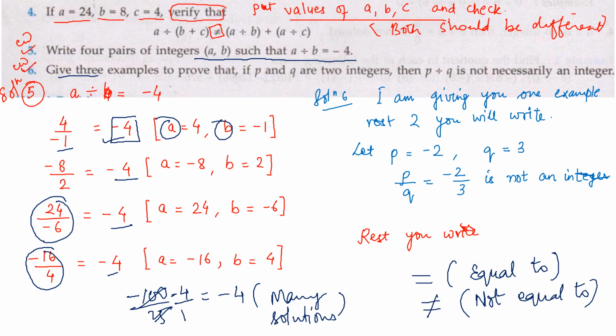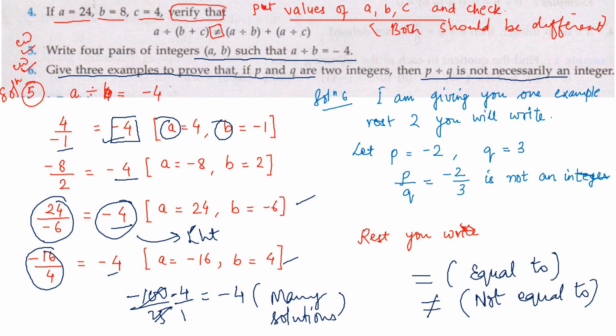Question number 6. Give 3 examples to prove that p and q are two integers, but p by q is not necessarily an integer. For question number 5, these all were integers and this was also an integer. But here we have to write so that they are not integers. I have done one for you, and the other two you will write yourself.